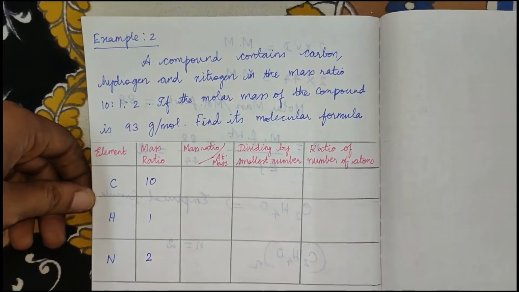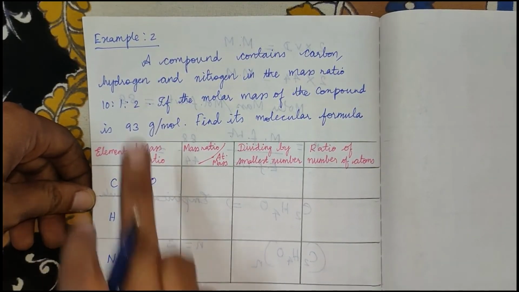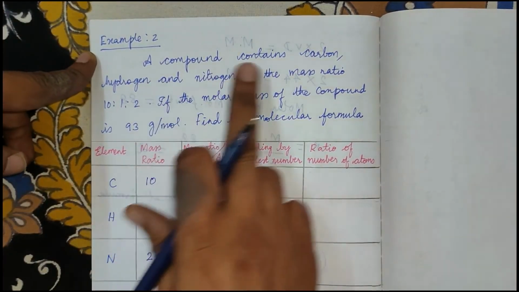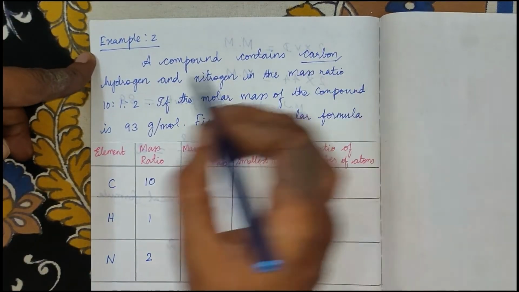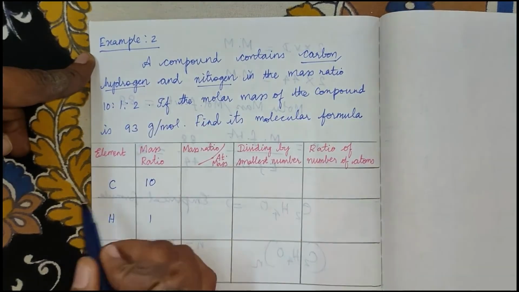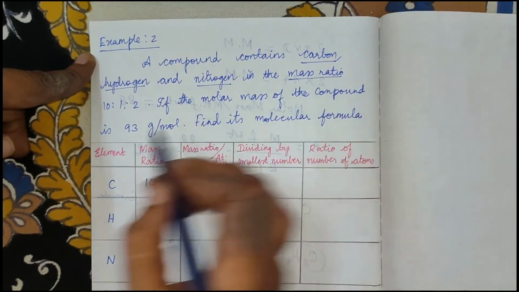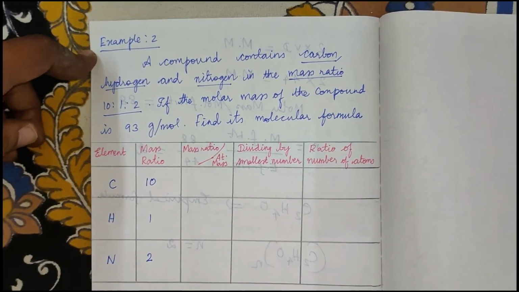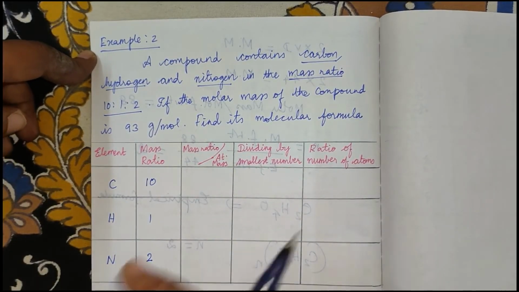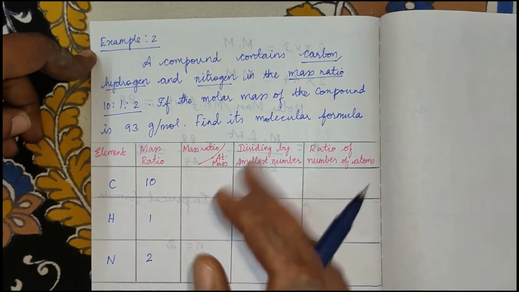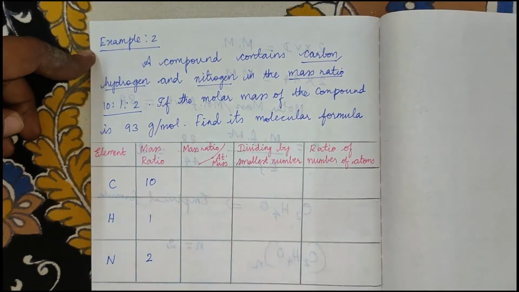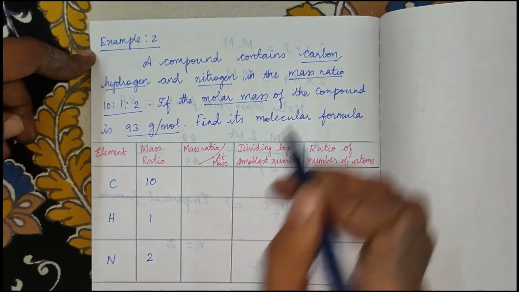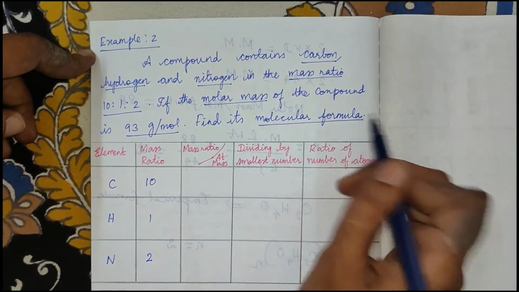Our next problem on molecular and empirical formula is example 2. The data given in the problem is that the compound contains carbon, hydrogen and nitrogen in the mass ratio 10:1:2. The difference is, in the previous problem percentage was given, in this problem mass ratio is given. If the molar mass of the compound is 93 gram per mole, find its molecular formula.